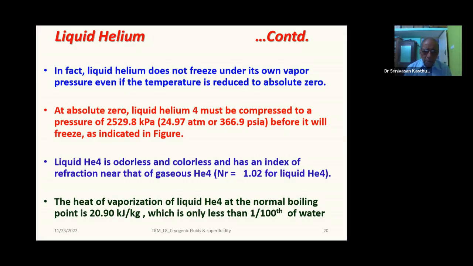The heat of vaporization of helium at the normal boiling point is 20.9 kilojoule per kilogram, which is less than 1/100th of water. So you can imagine that if a certain quantity of heat is able to boil 1 liter of water, almost 100 liters of helium will be boiled with the same heat content.